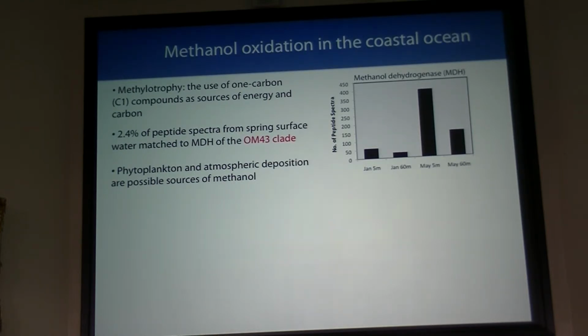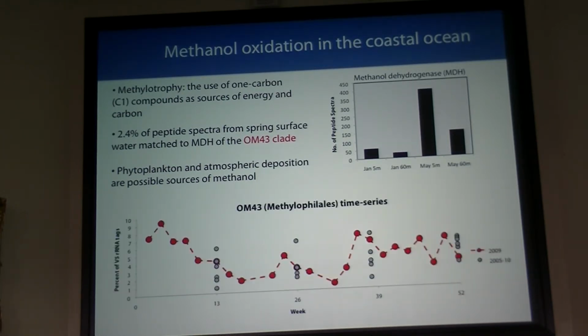And the immediate question that comes up is, so what is the actual source of methanol in the oceans? And right now it's actually sort of unclear. There's potentially phytoplankton sources for methanol. There's also methanol that's actually produced by terrestrial plants, and it might be deposited into the oceans as well. And so we're following up on how methanol is produced and how methanol is consumed in the oceans now, just because we see these proteins.